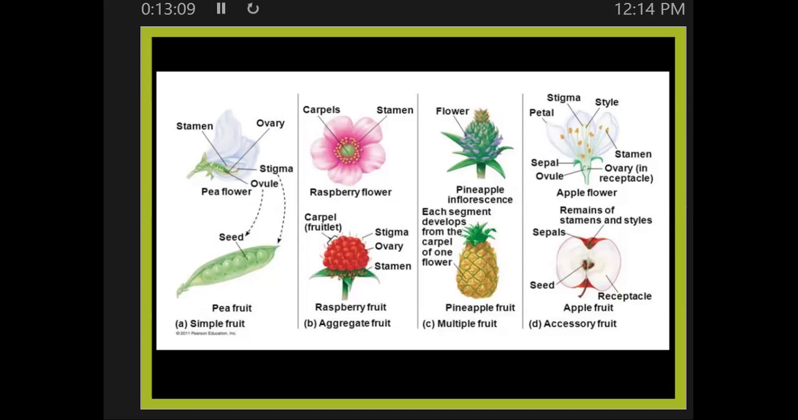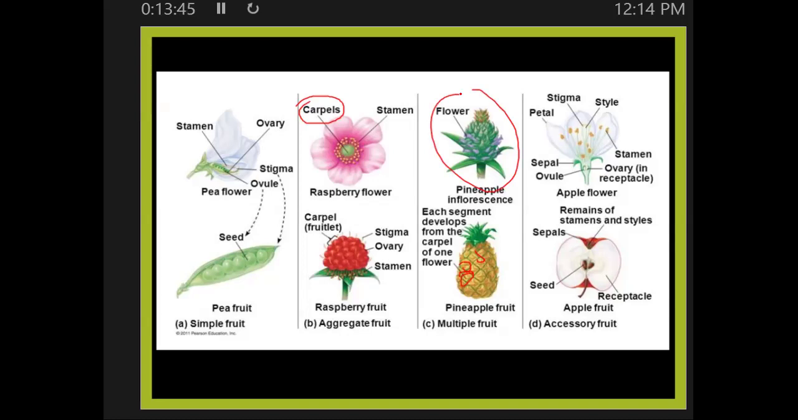Raspberries and blackberries are aggregate. So aggregate means it's still just one flower, but multiple ovaries. Here they've labeled it as carpels. That's where the ovaries are. And then the pineapple, multiple fruit, means you have multiple flowers. So each section of the pineapple fruit that you look at was a flower. And they have the picture up here.